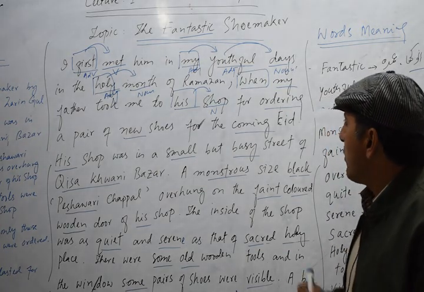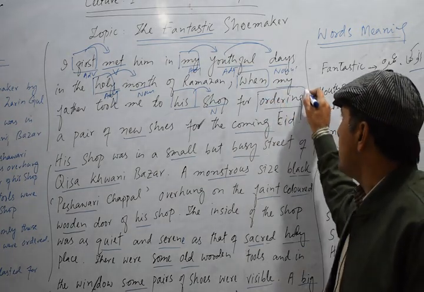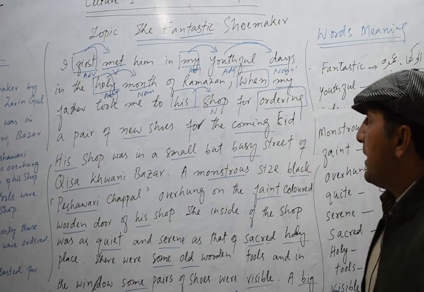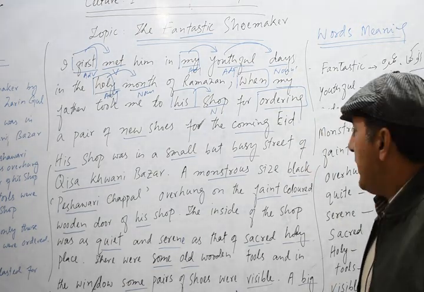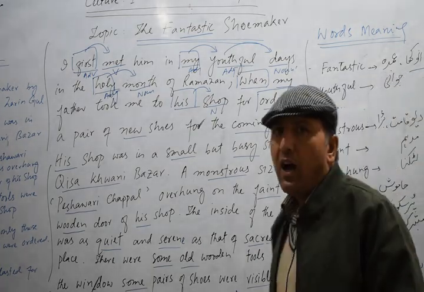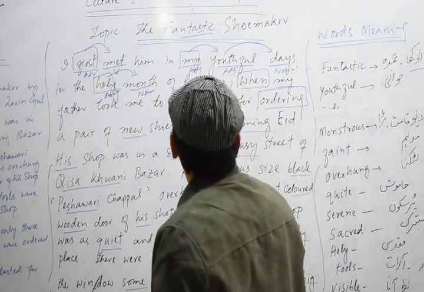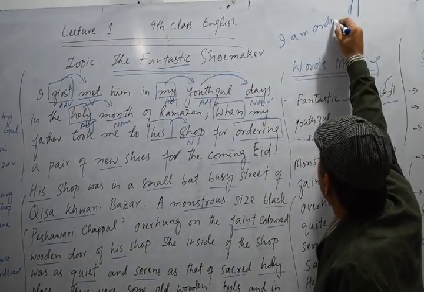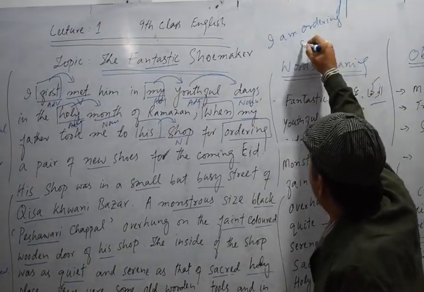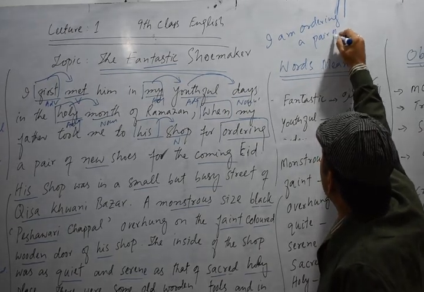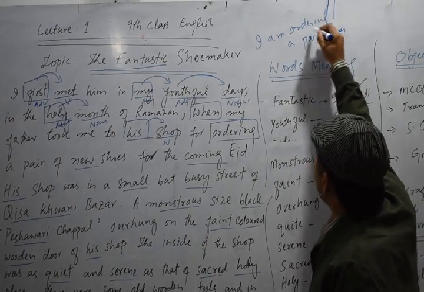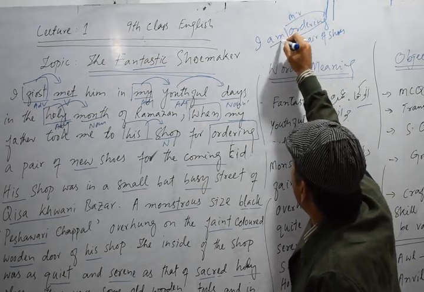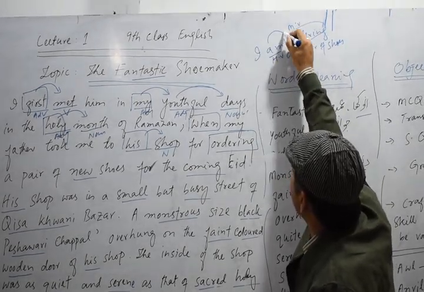Now we have for ordering. Now you see this ordering here is a combination of verb plus ing. For example, we say I am ordering a pair of shoes. Now you see here, ordering is working as a main verb, and am is a helping verb because it helps this main verb.